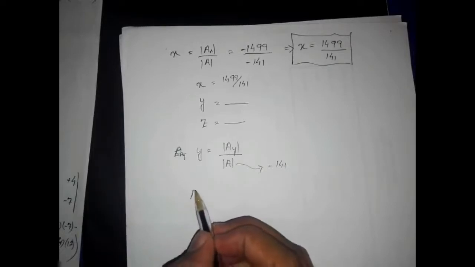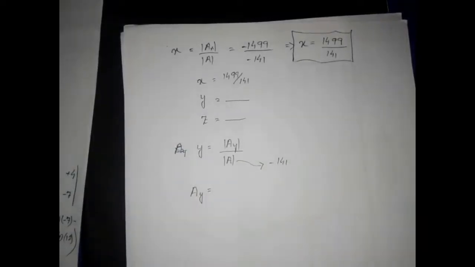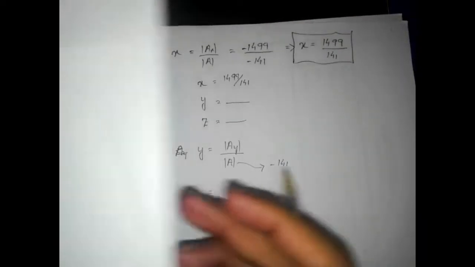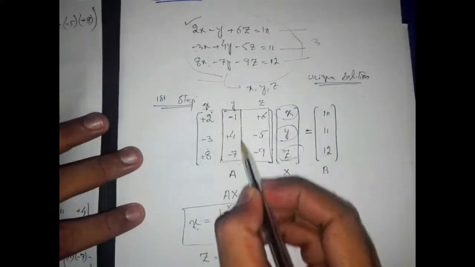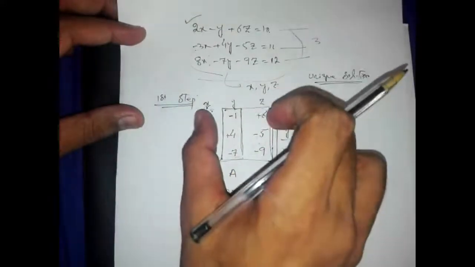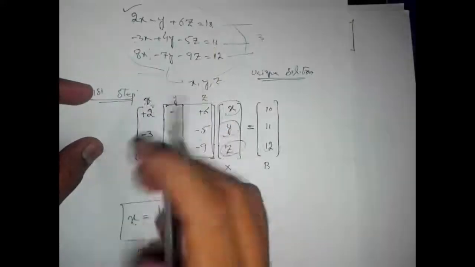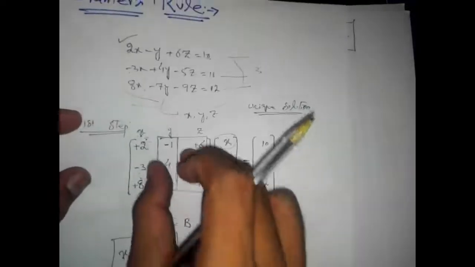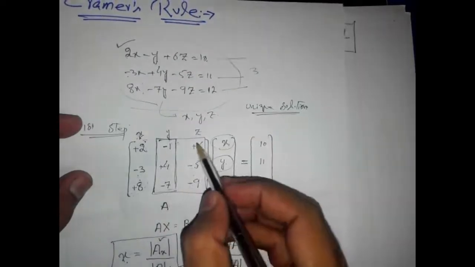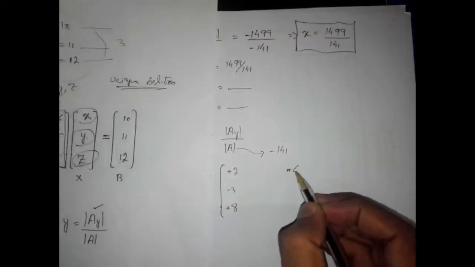So for Ay I first write the matrix. As here we have the y column, instead of the y column write the other numbers. For the Ay matrix I write these numbers, this column: here it will be plus 2, here minus 3, here plus 8. Now leave the y column blank and write the z column as it is. So it will be plus 6, 5, and minus 9.